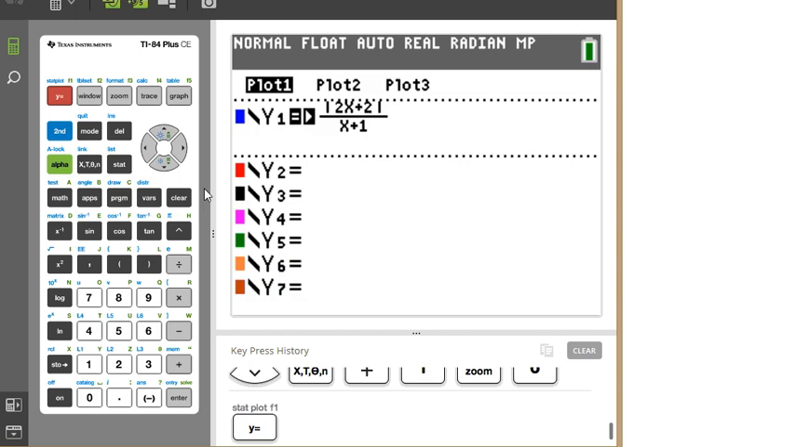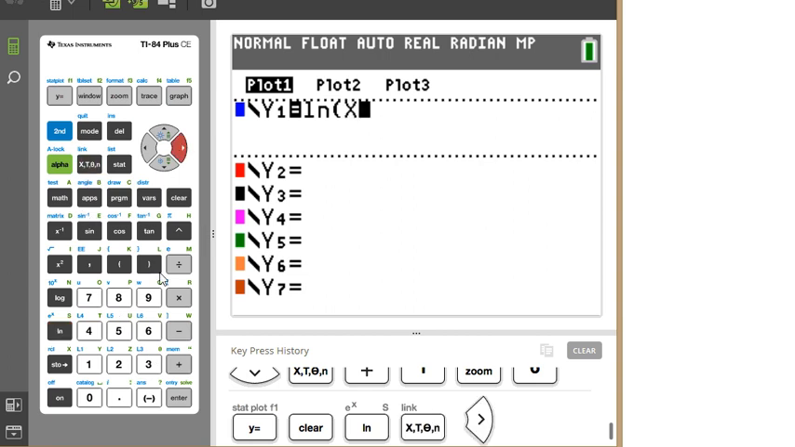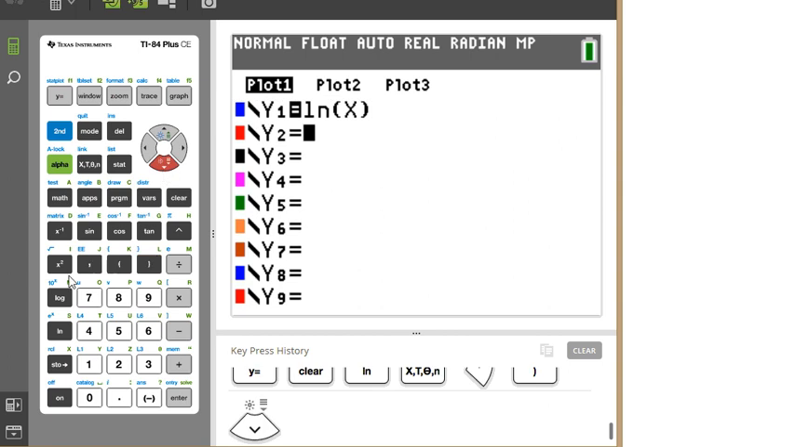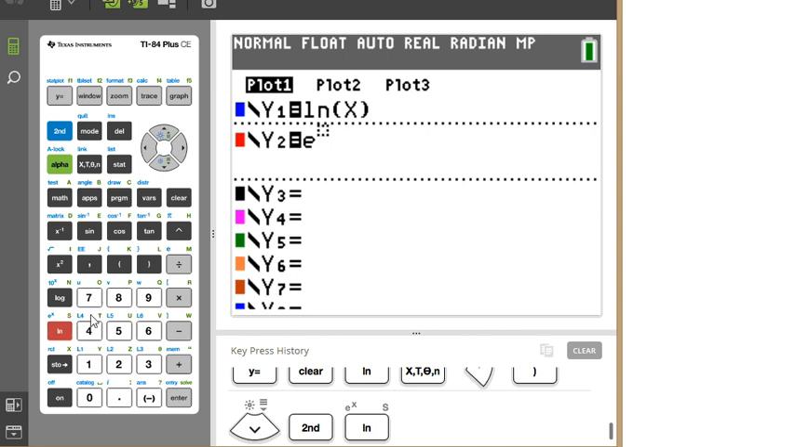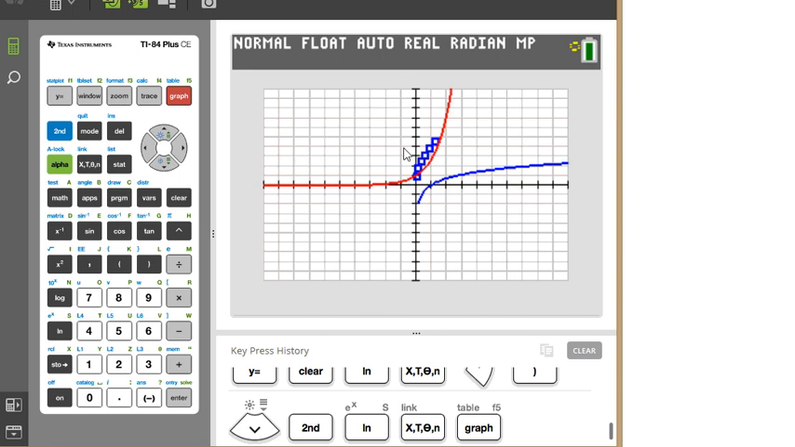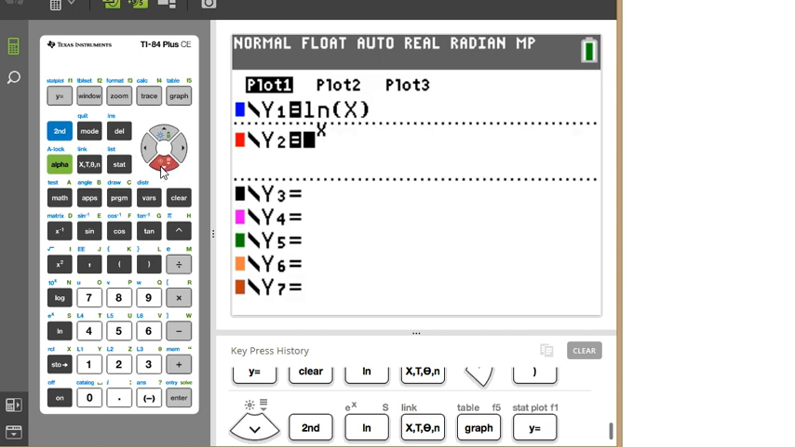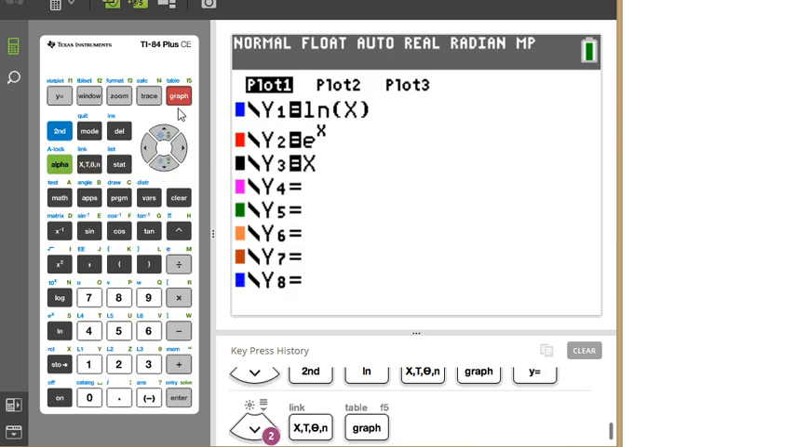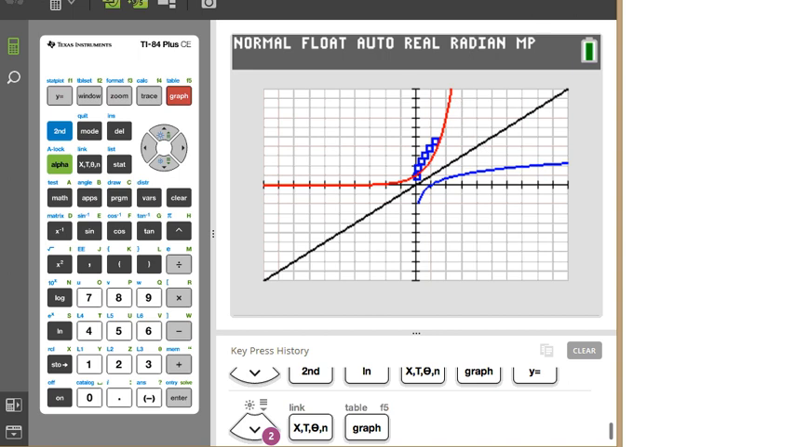We can put in ln x and we can put in e to the power of x. So we press second ln, e to the x. We should get inverse functions of each other. See that? We're reflecting about the line y equals x. Okay? So A is not correct.